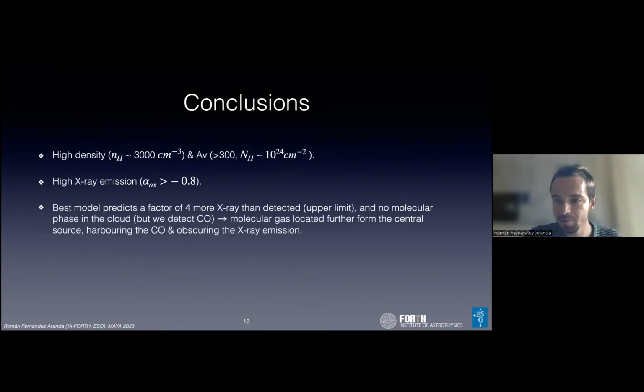Yep. Thank you. And this phase that we are not modeling is both harboring the CO, but also obscuring the X-ray emission. So our plan is to ask for deeper X-ray observations to try to really have a detection of this, and also to have deep CO observations with ALMA to see if we detect this more extended CO emission, and we can close this picture, this interpretation that we have for this source.